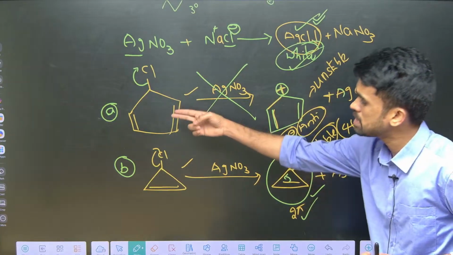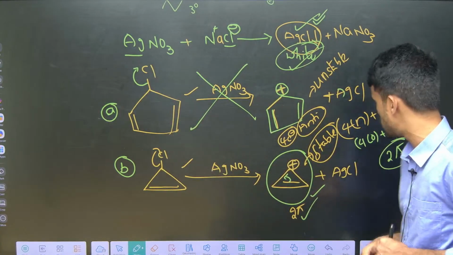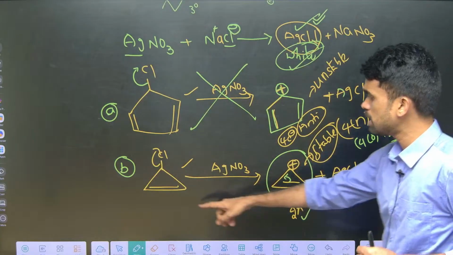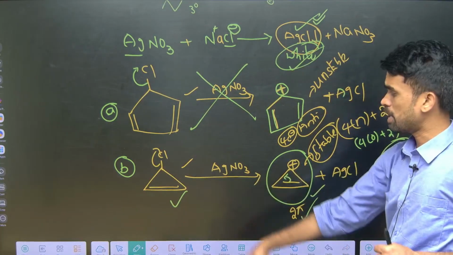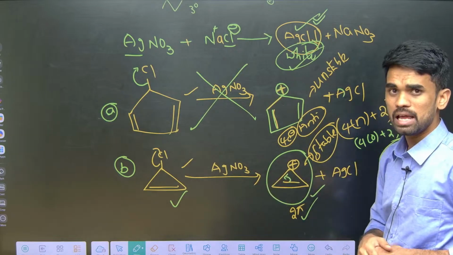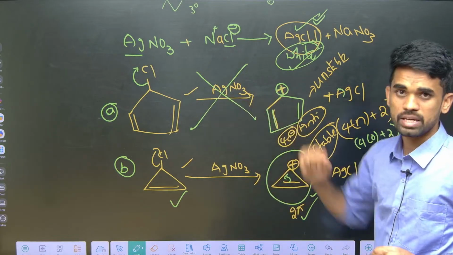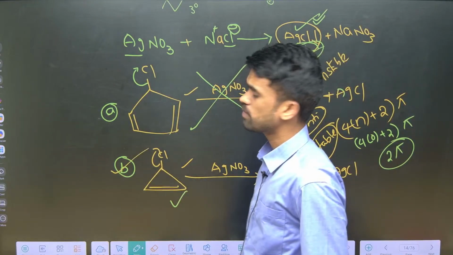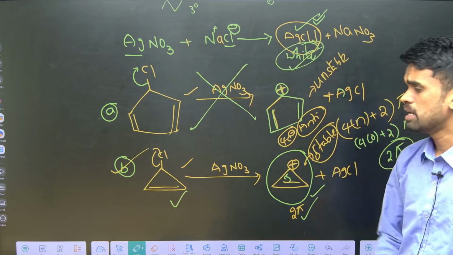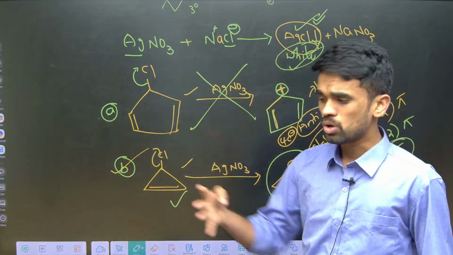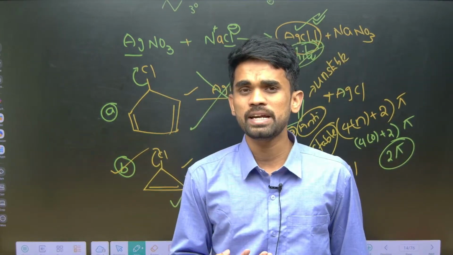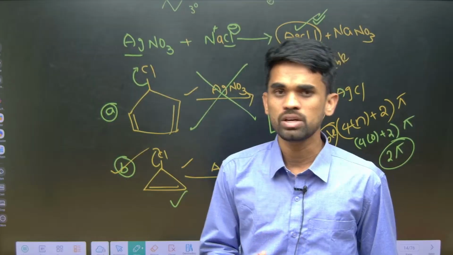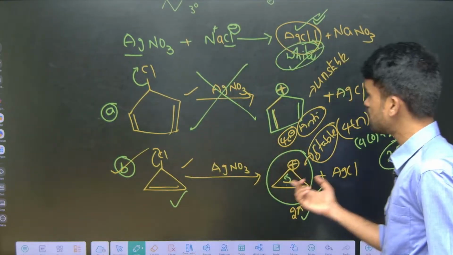Okay, so out of this A and B, which forms a precipitate with AgNO3? Only the cyclopropenyl halide will form it, but not the first case. So you need to choose that only the second one will form a precipitate but not the first one. Like this they will make 4 options: which of the following gives precipitate with AgNO3. It's easy, right, identifying that?